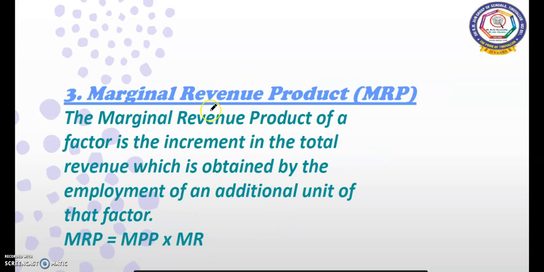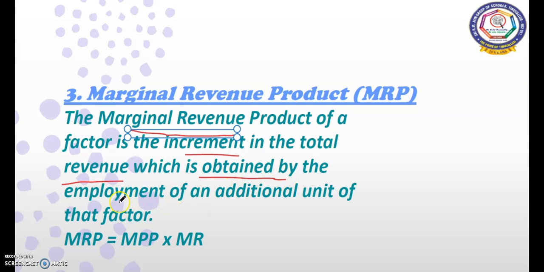Next one, marginal revenue product. Marginal revenue product of a factor is the increment in the total revenue. There we discussed about total product. Here total revenue which is obtained by the employment of an additional unit of that factor. Here instead of product, revenue. So MRP equal to MPP into MR.